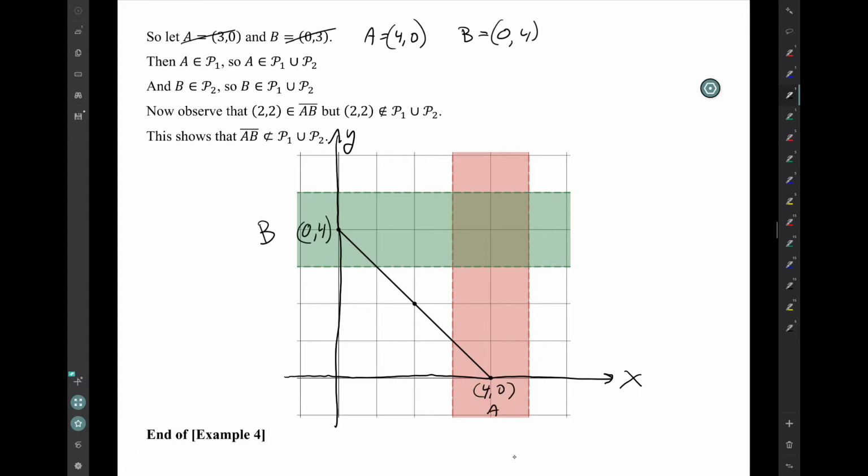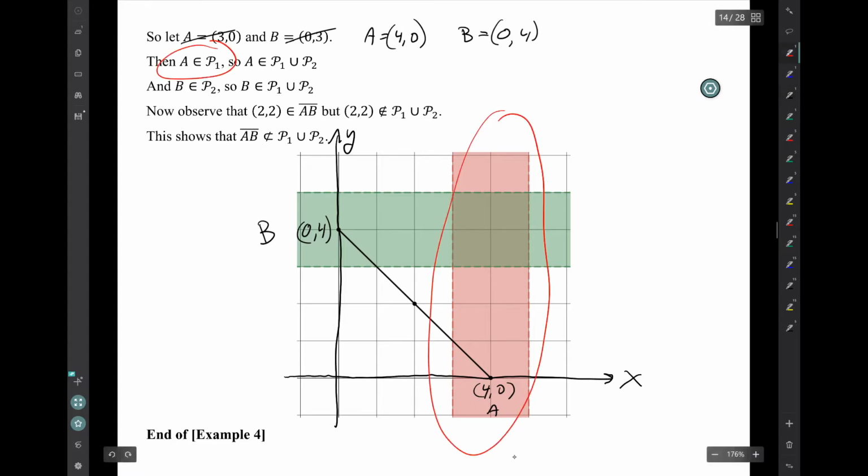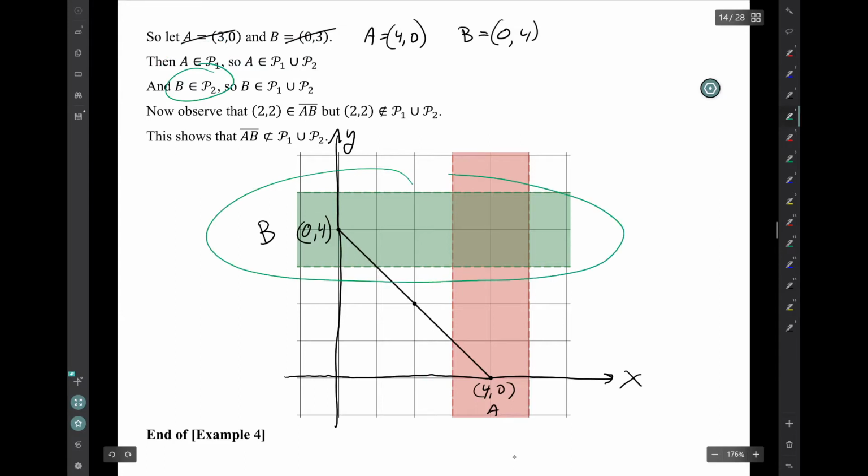There's point A and there's point B. We see that A is in set P1. A is in that red set. So A is in the union. And notice that B is in set P2. B is in that green set. So B is in the union.